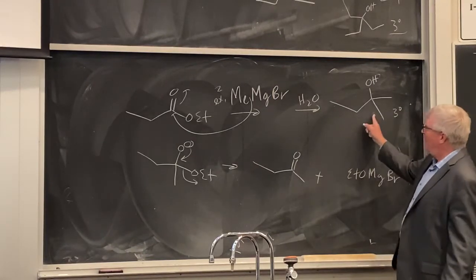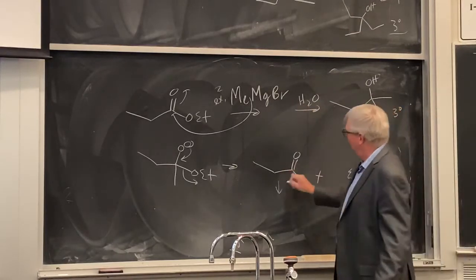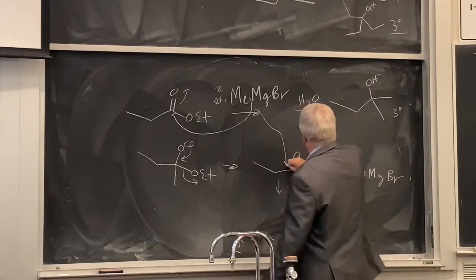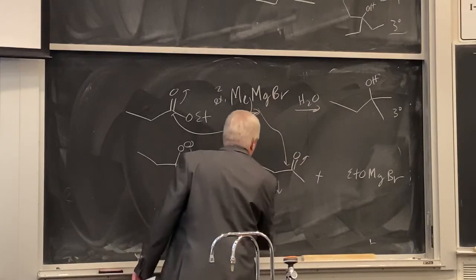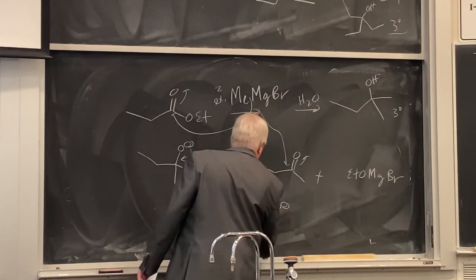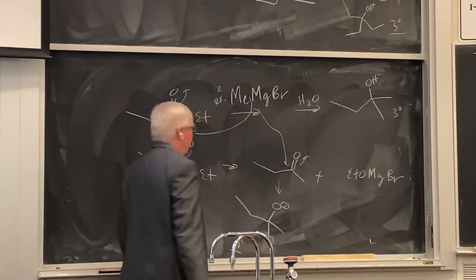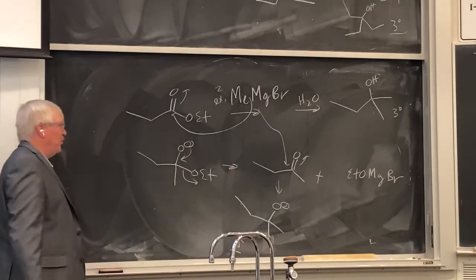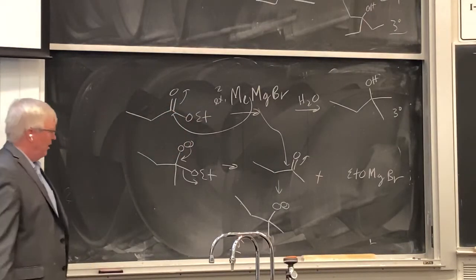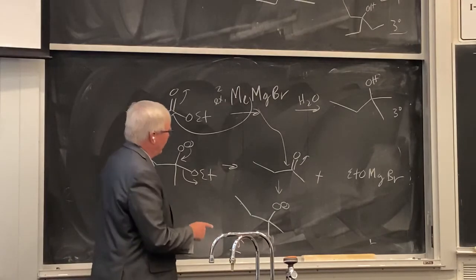How do we get to this product then? Well, we've got excess of the reagent, so we can add another equivalent, right? And what do we get? O minus again with that, and some more magnesium bromide salt there. And what? That looks like the product.